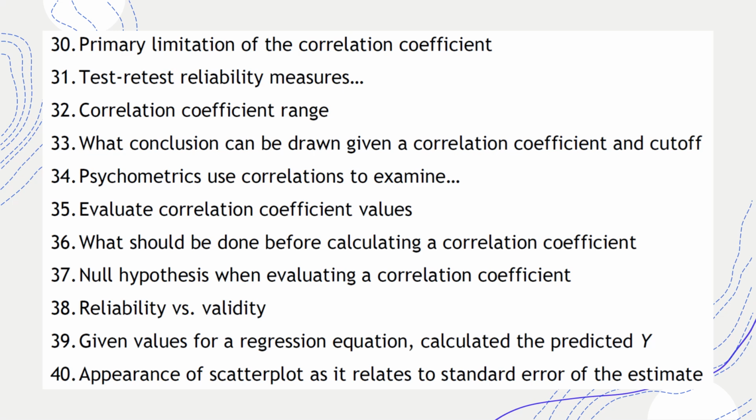Let's see. 40. Appearance of scatterplot as it relates to standard error of the estimate. Well, basically the standard error of the estimate is kind of like the variability around a regression line. Okay. So if on the scatter plot the data points are really close to the regression line, then that's going to be smaller error. So I just got screwed in it every semester.